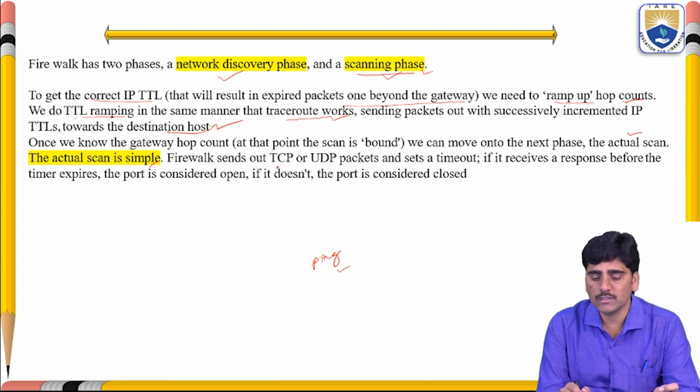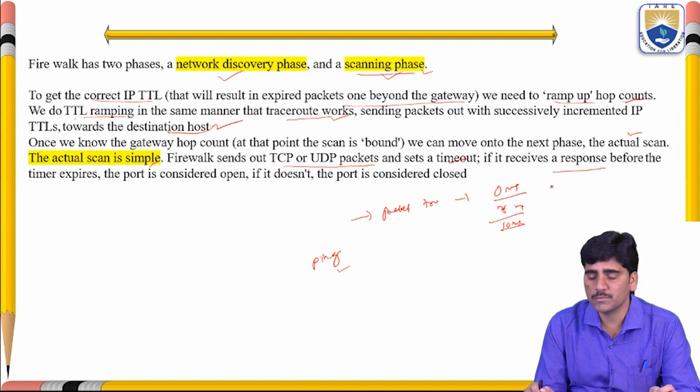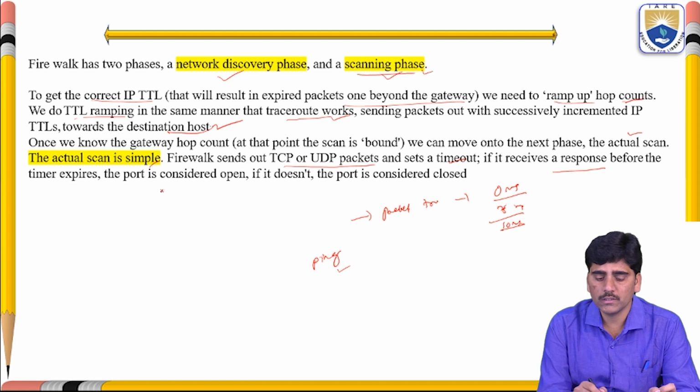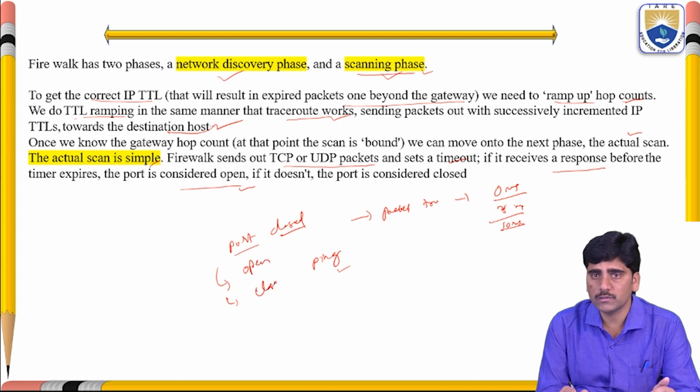Firewalk sends out TCP or UDP packets and sets a timeout. For each and every packet transmission, it gives a certain amount of time, 0 milliseconds, 5 milliseconds, or 10 milliseconds. If it receives a response before the time expires, the port is considered open. If it does not give a response, then the port is considered closed. So when we contact the target system, it displays all the open and closed ports. Some ports are open, some are closed, like 443 is open, 83 is closed.